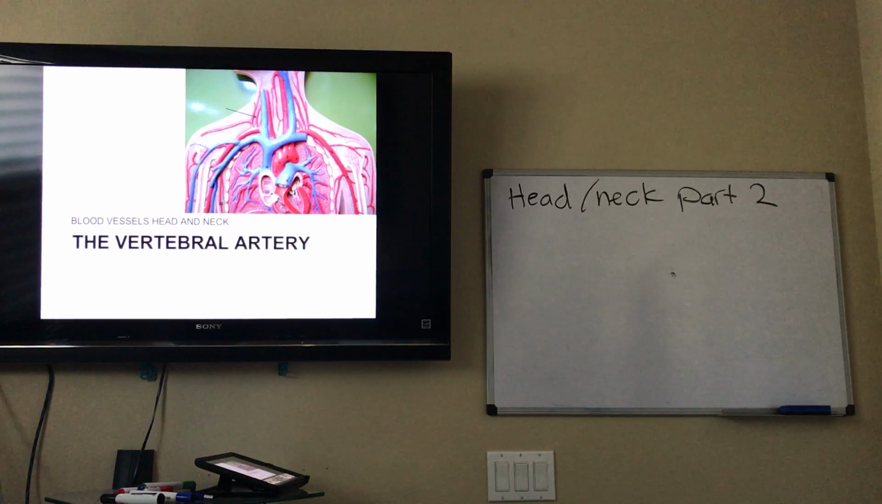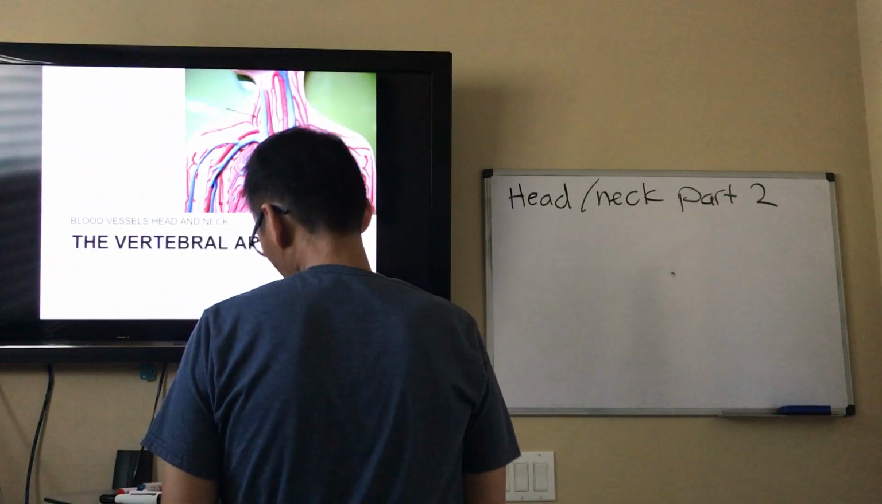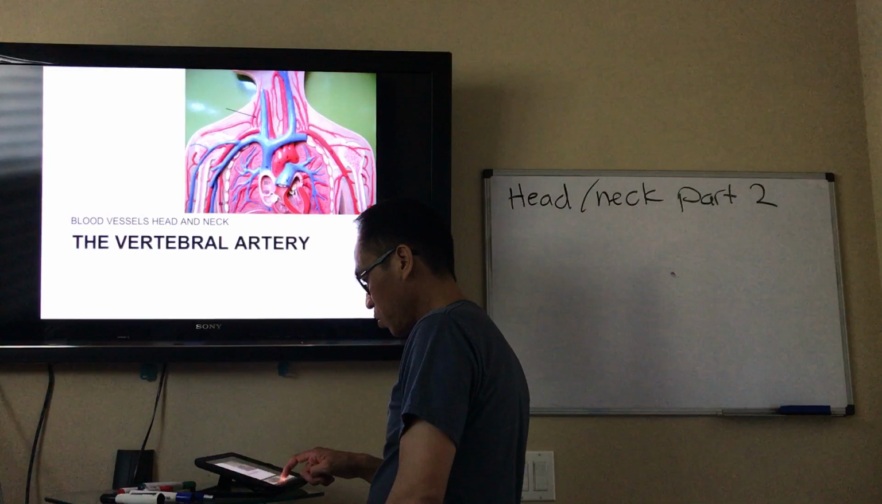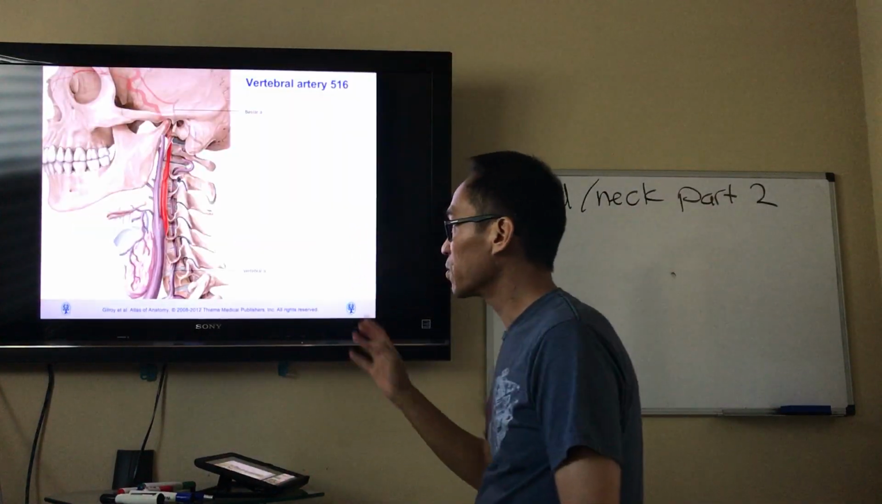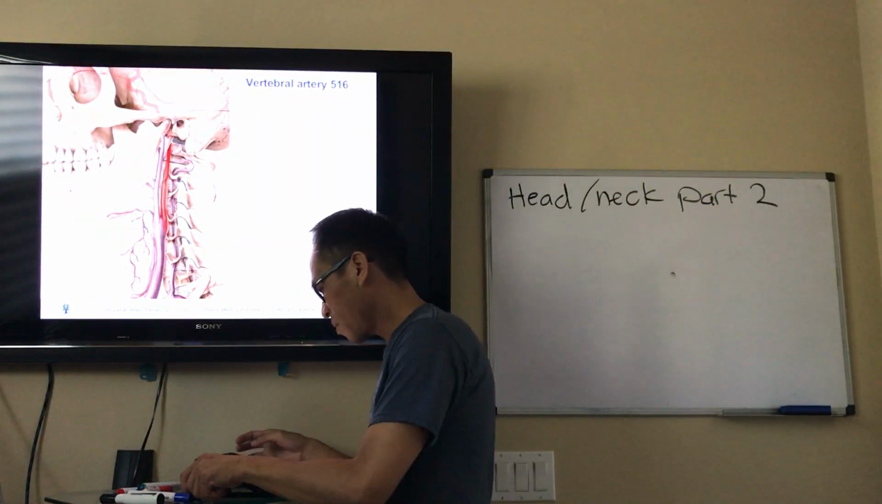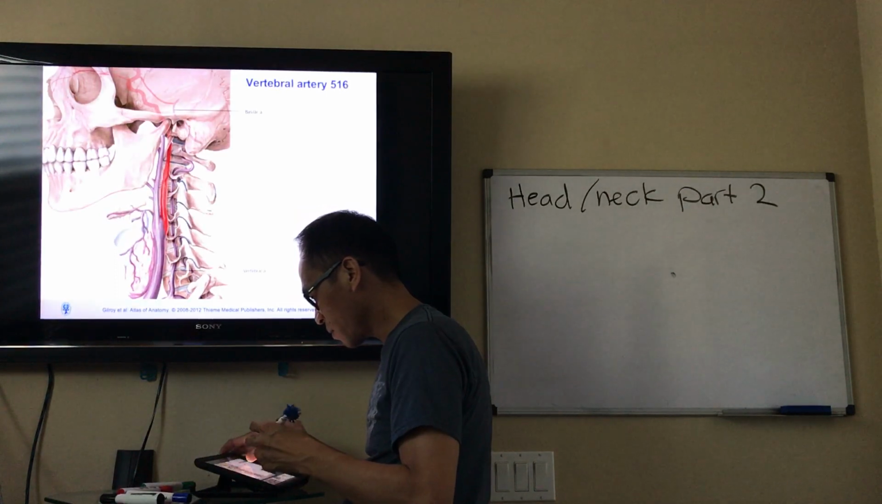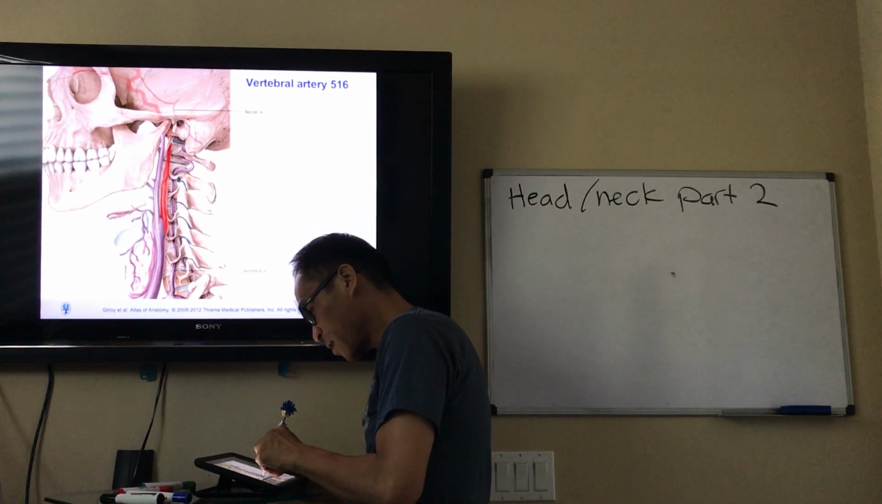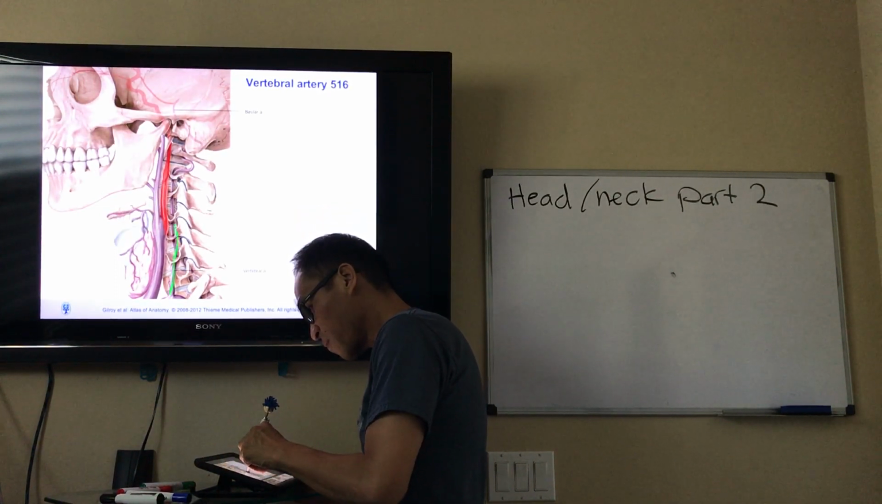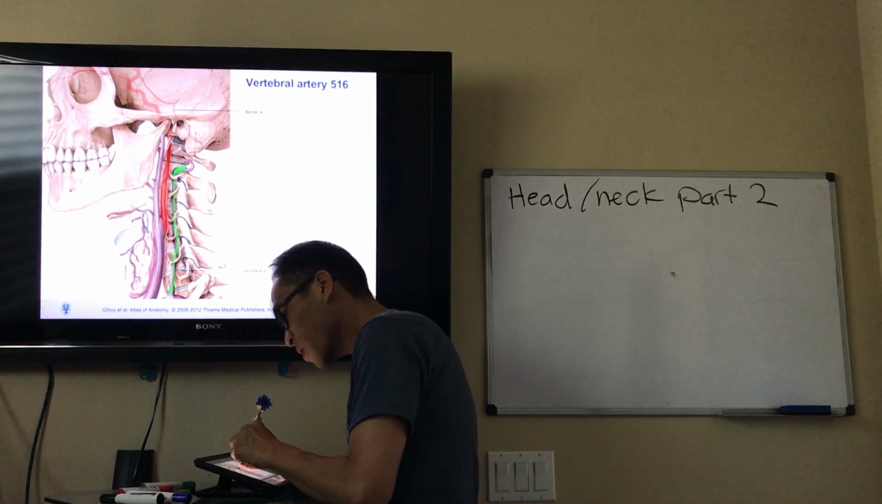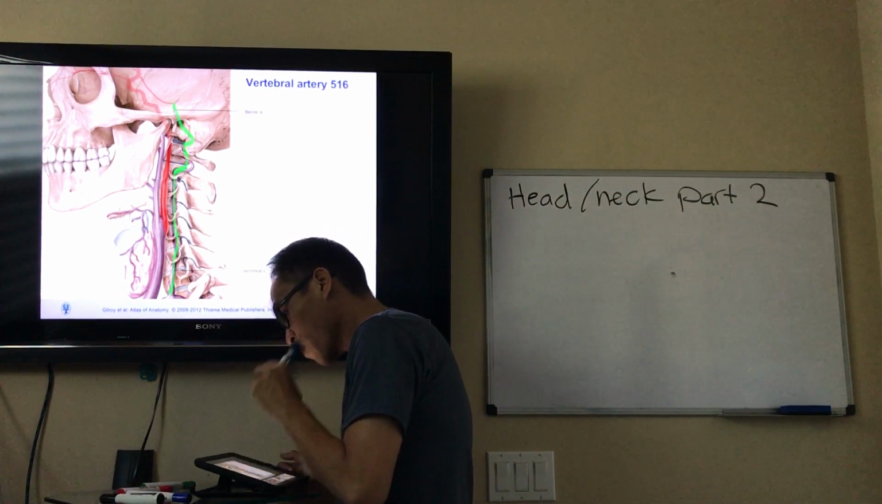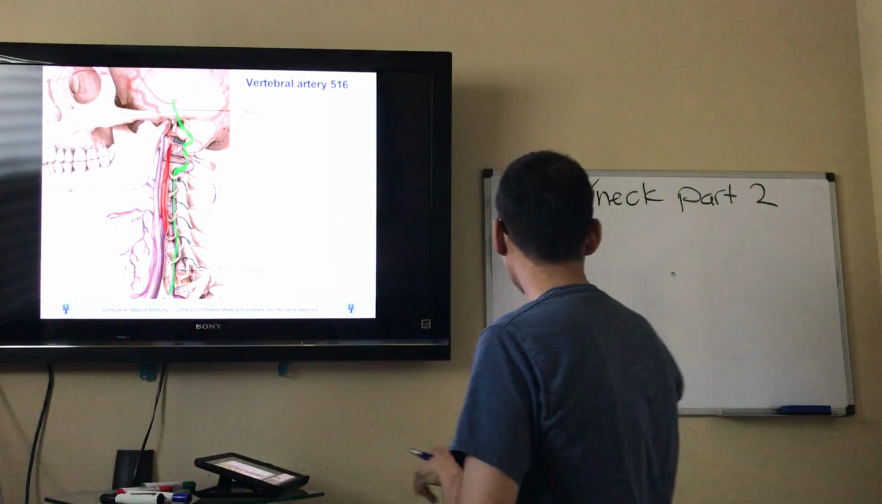Okay, we got head and neck part 2, picking up right where we left off, vertebral artery. Let's go back down to the neck. Here's the vertebral artery. It's kind of an off color, so I'll use green to highlight it. It's going up the neck right there in the cervical vertebra. It's going to go inside the skull there. So I colored it in green.